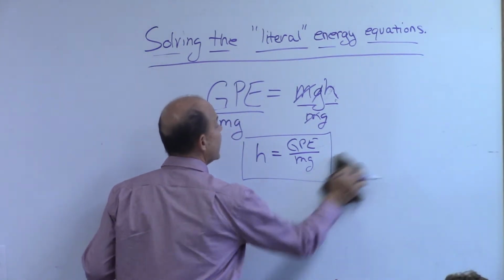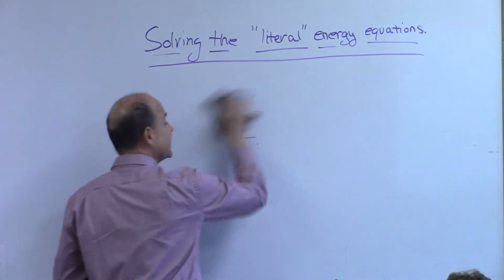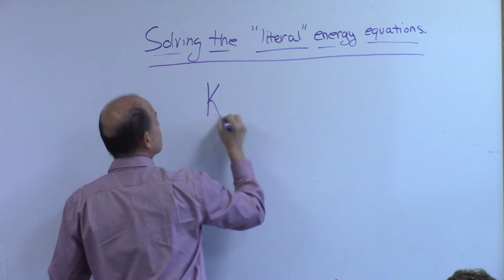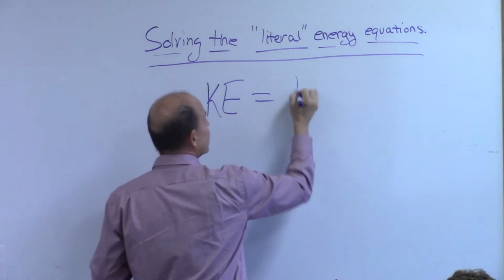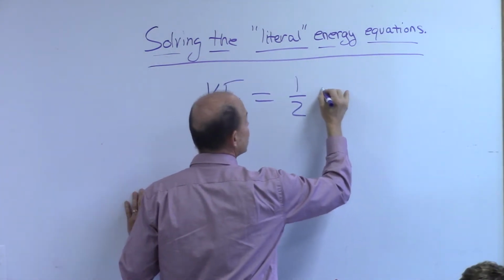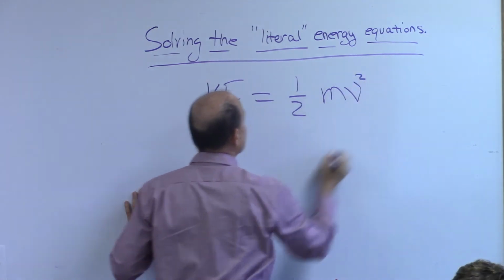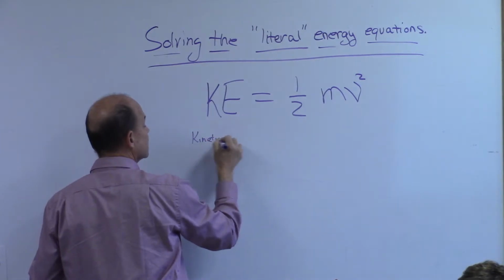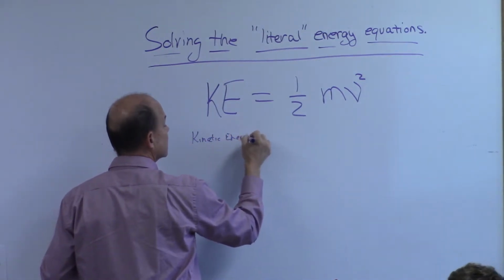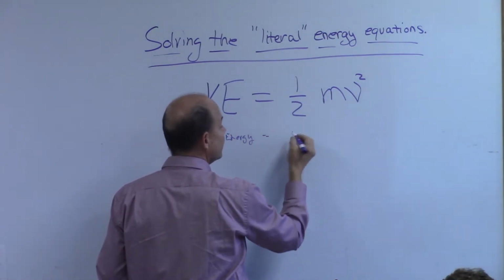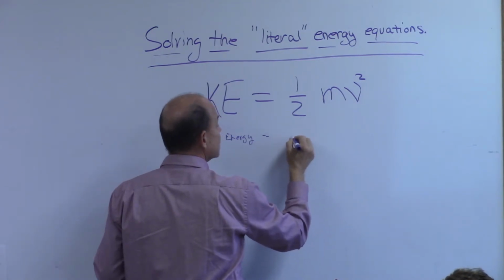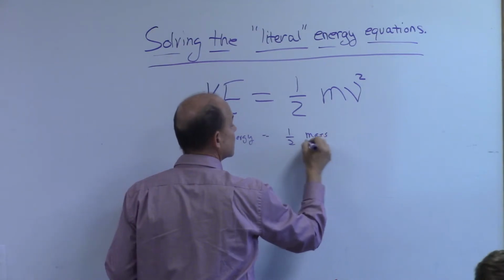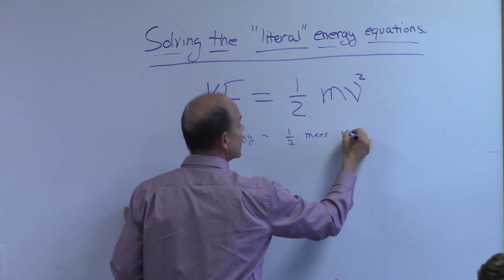Okay, now let's move on to the kinetic energy equation. All right, so Ms. Driscoll reminded me that I should probably point out what these variables all stand for. So this is kinetic energy, is equal to 1/2, or you could say 0.5, right? Is equal to 1/2 the mass times the velocity squared.